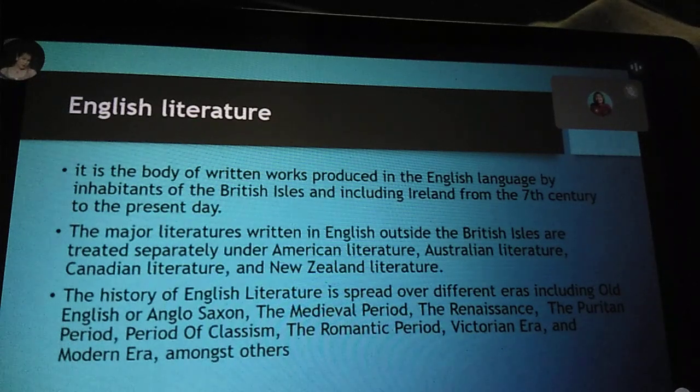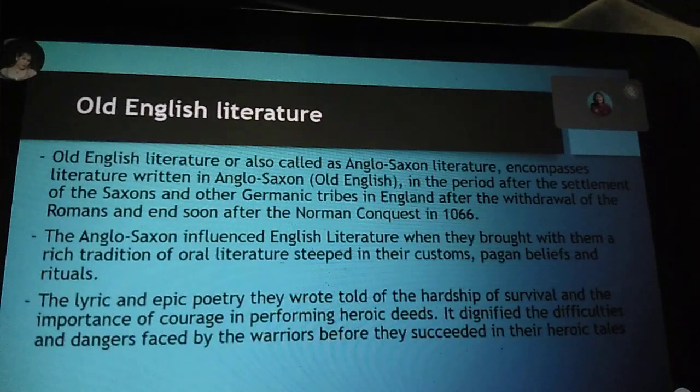The history of English literature is spread over different eras, including Old English or Anglo-Saxon, the medieval period, the Renaissance, the Puritan period, period of Classicism, the Romantic period, Victorian period, and modern era. So, mayroong iba't ibang era ang history ng English literature. At dadako tayo sa unang period which is the Old English or Anglo-Saxon.